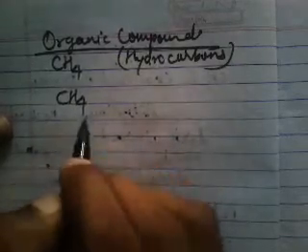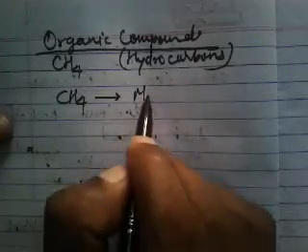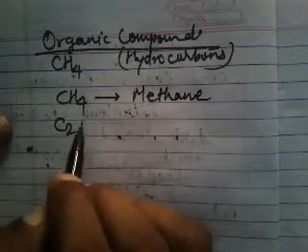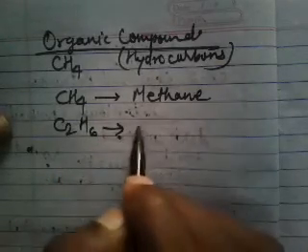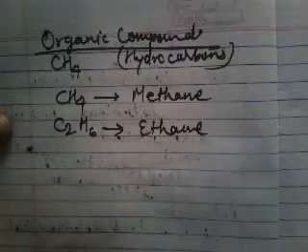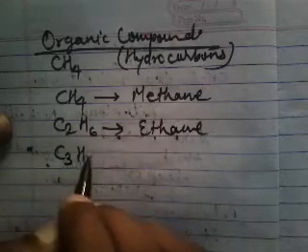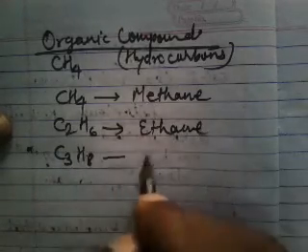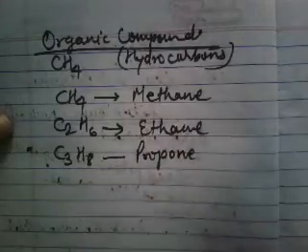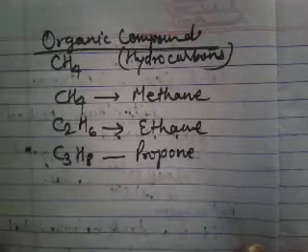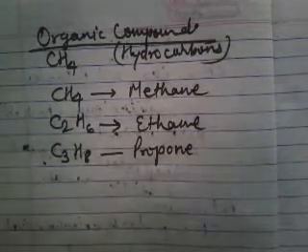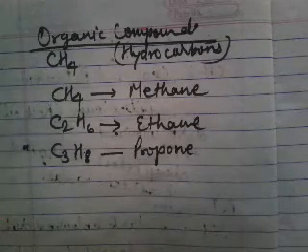The name of this hydrocarbon compound is methane. Next is C2H6. This is called ethane. Then C3H8. This is called propane, and so on. These are the various hydrocarbons which are present in the crude petroleum oil.